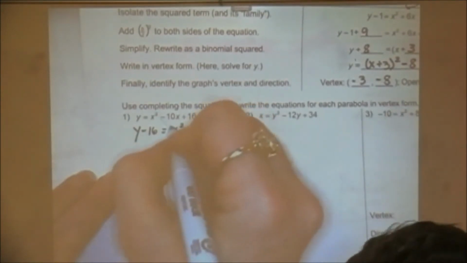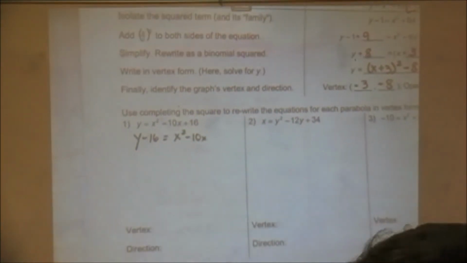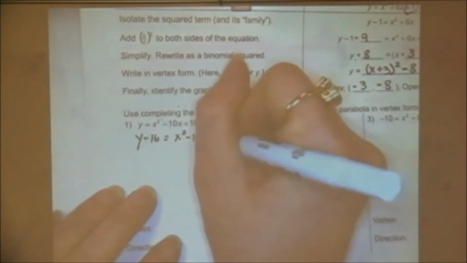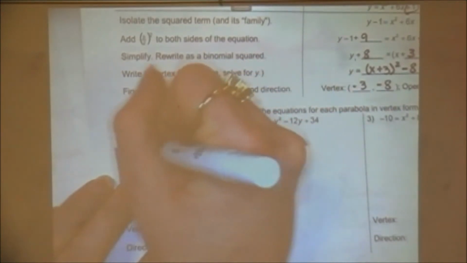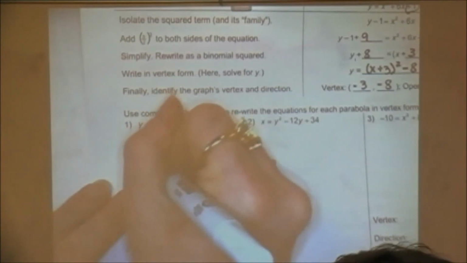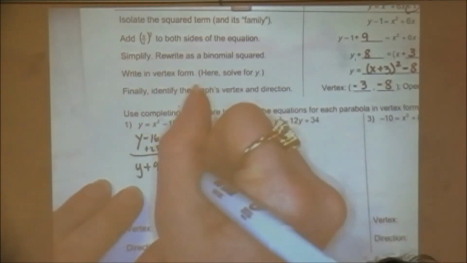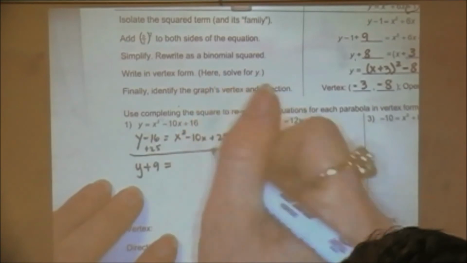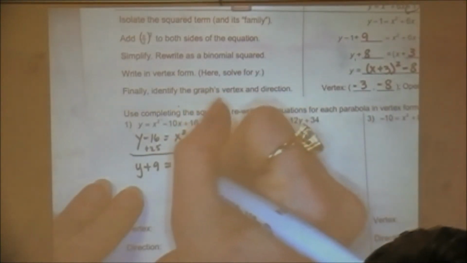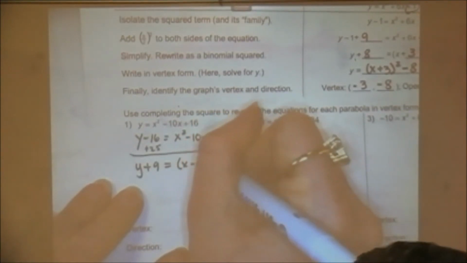Alright, you have to make sure your lead coefficient, the coefficient for the squared value, is 1. Once it is, which it is, you find your b value, which is negative 10. Half it, which is negative 5. Square it, which is 25, and add that to both sides. And that gives you y plus 9. Minus 5 squared. And this would factor, x minus 5, which is x minus 5 squared. Then subtract the 9.